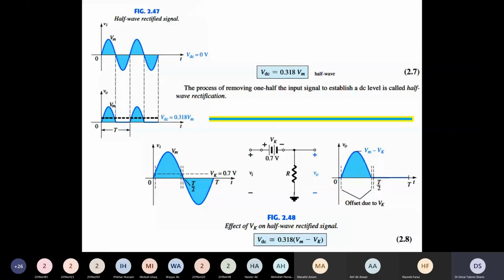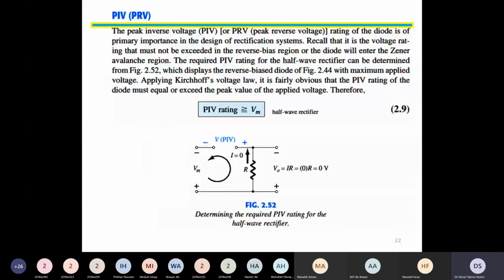After the half wave rectification, we came to more practical circuits. And yes, for the half wave rectification, we also discussed the peak inverse voltage, that is the PRV voltage. And we found that the rating of the diode when used in half wave rectification should be equal to or larger than the maximum peak voltage applied at the input side.